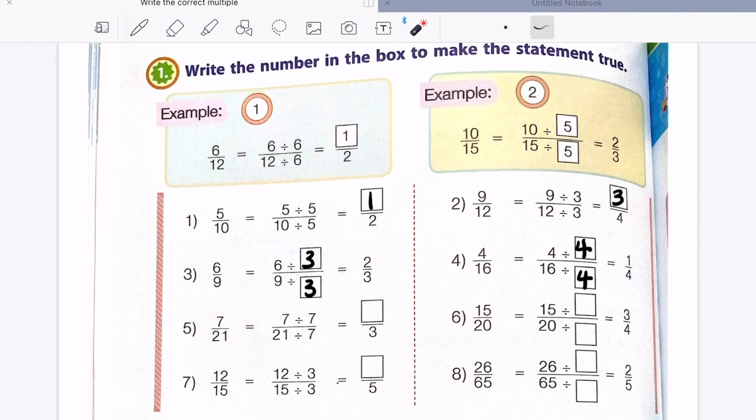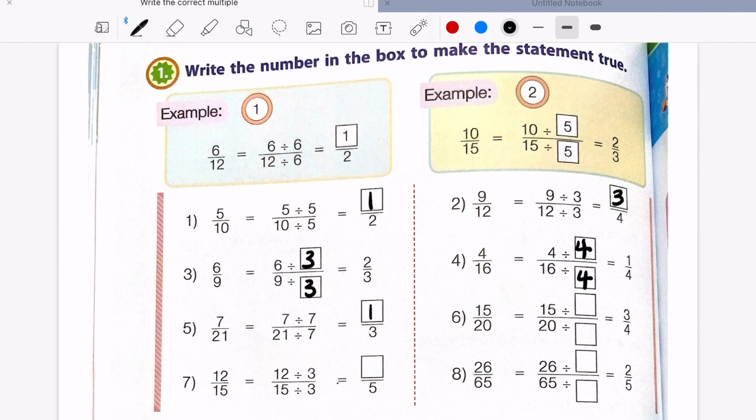7/21. All right? So 21 divided by 7 is equal to 3. We can just do 7 divided by 7, which is equal to 1.